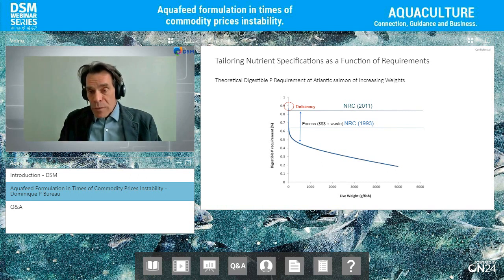Now, if you refer to one value, in most cases, you will have an excess compared to the requirement. Even the NRC can be deficient at some point in time for a very, very small fish. But in most cases, if you refer to one value required by the NRC, you will have excess compared to the requirement. Every nutrient will be different. Phosphorus will respond in a different way than lysine. Lysine requirement will not change that much with size, whereas phosphorus, because it's a mineral, indestructible, becomes more diluted in the feed, and you can actually have a lower level.